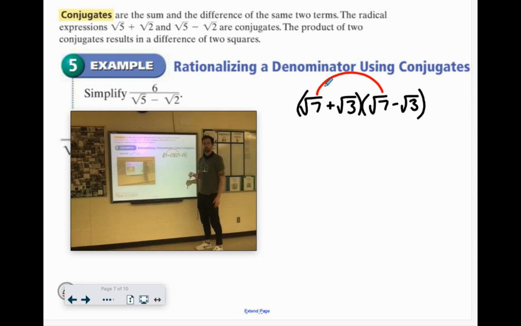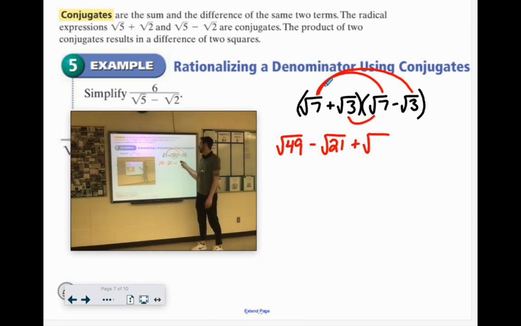root 7 times root 7 would be root 49, or regular 7. But let's just write it as root 49 for a second. Then you do your outermost ones. Root 7 times negative root 3 would be negative root 21. Inside, positive root 3 times positive root 7 would be positive root 21. And positive root 3 times negative root 3 would be negative root 9.